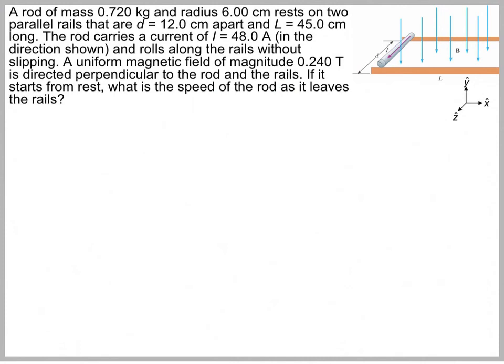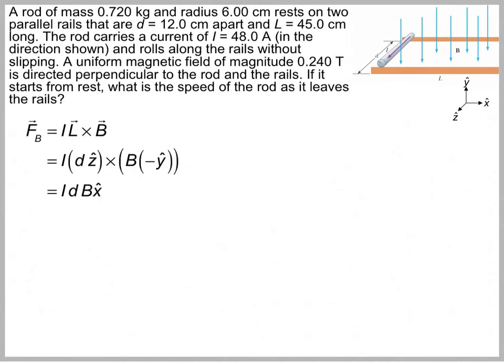So first let's define some directions. Let's say x is going to the right, y is up, and z is coming straight out at us. So our current is going to be in the z direction. The magnetic field is going to be in the minus y direction. And the direction of motion of rolling is going to be in the x direction.